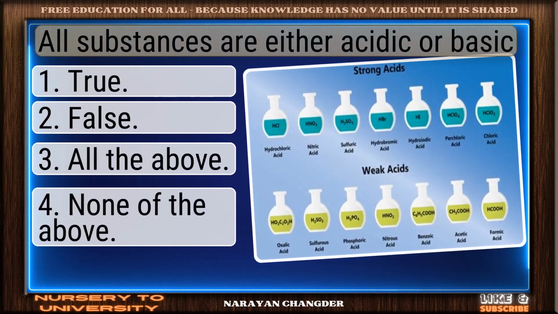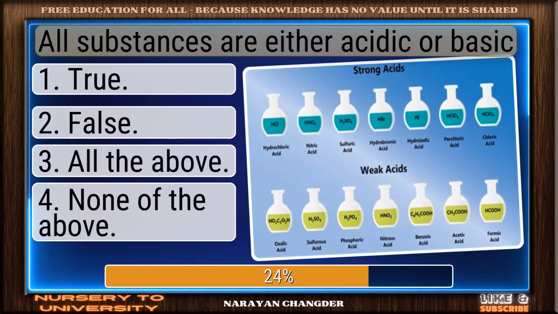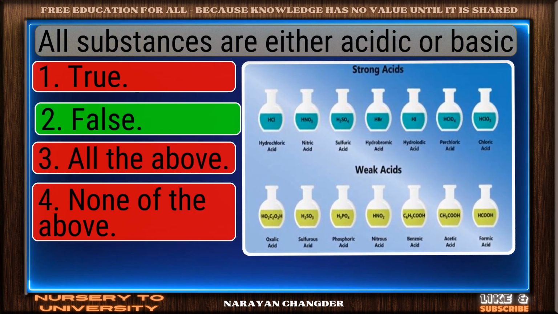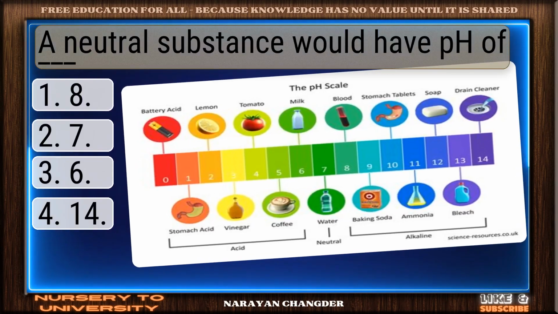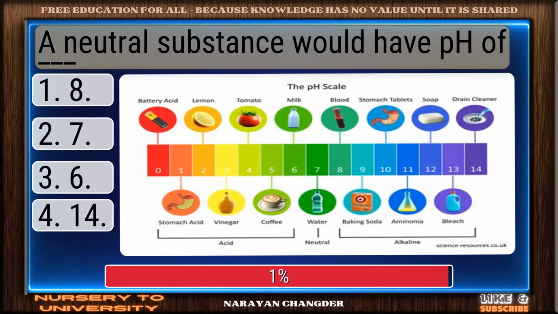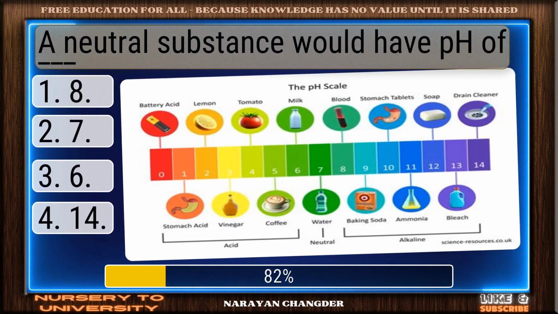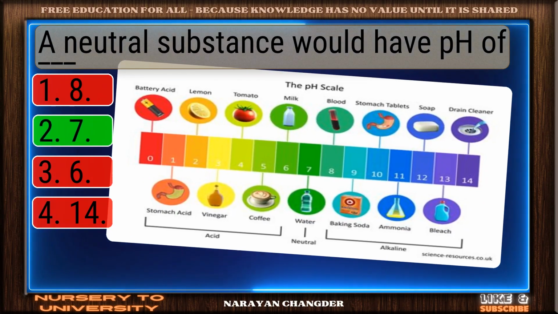Question number 17. All substances are either acidic or basic. Solid response. False is a valid choice. Question number 18. A neutral substance would have a pH of dash. Right again. 7 is a valid answer.